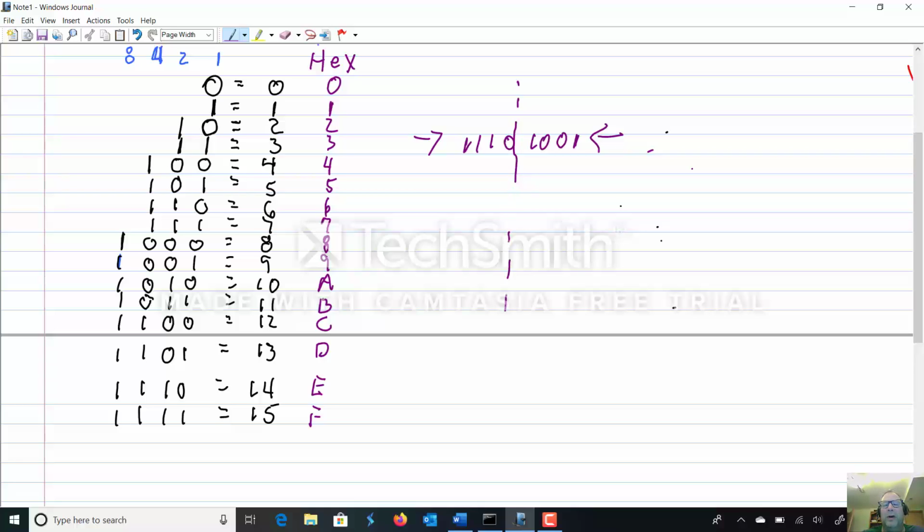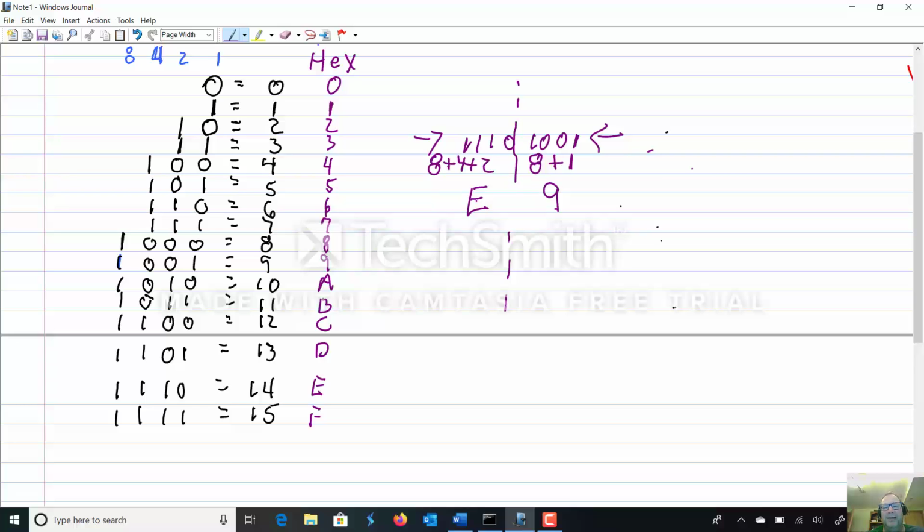And we're going to look at this one, and we're going to say, on the right-hand side, well, that's 8 plus 1, right? I have a 1 in the 8s column and a 1 in the 1s column, and 8 plus 1 is going to equal 9. Great. And then over here, I've got a 1 in the 8s column and a 1 in the 4s column and a 1 in the 2s column, and that's 8 plus 4 is 12 plus 2 is 14, and 14 turns into the letter E.